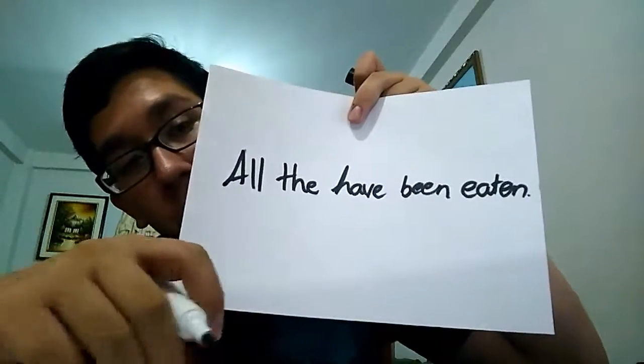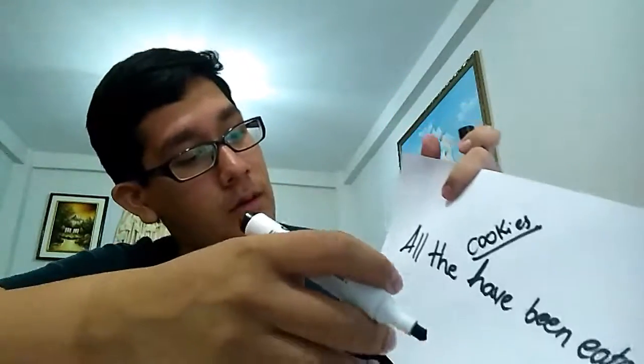All the cookies have been eaten. All the cookies have been eaten. The subject is the cookies. I forgot the word cookie. I don't know why I forgot that. All the cookies have been eaten. We don't know who ate the cookies, but we know that the cookies were eaten. That's the difference between the last explanation and a case when we can use the passive voice.